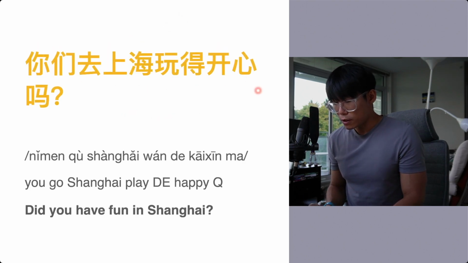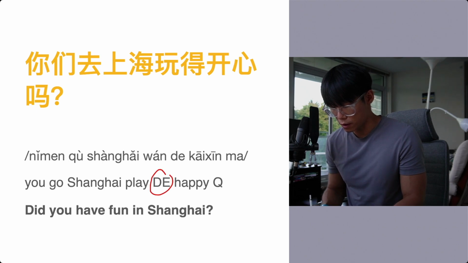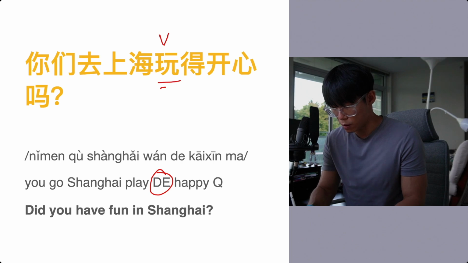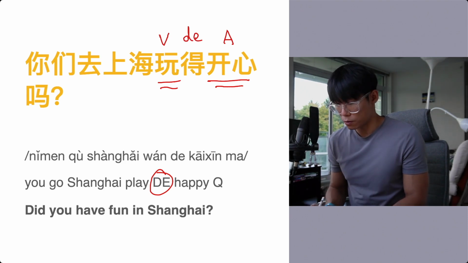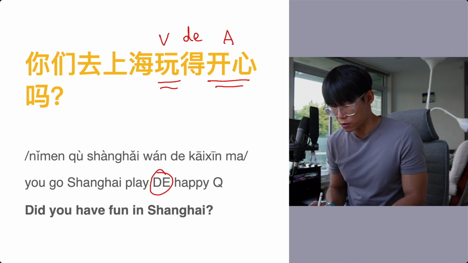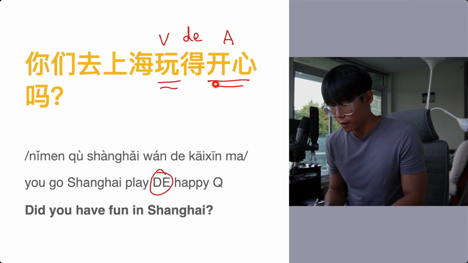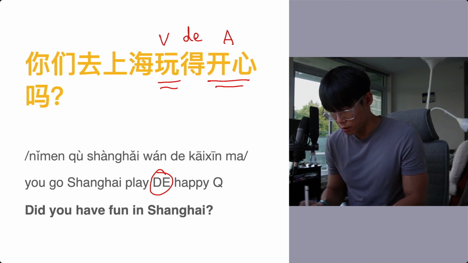你们去上海玩得开心吗? You go Shanghai, play happy, right? The 得 over here is a conjunction between the verb right here and the adjective. You're going to learn that in HSK2. This is HSK1, but just know that 得 over here is a connector between the verb and the adjective. So this one is the verb, and 开心 is the adjective.